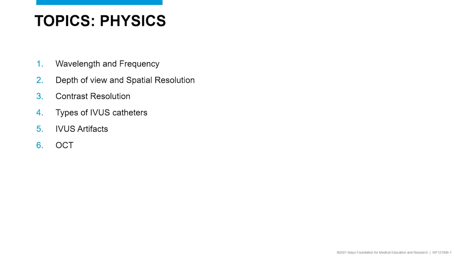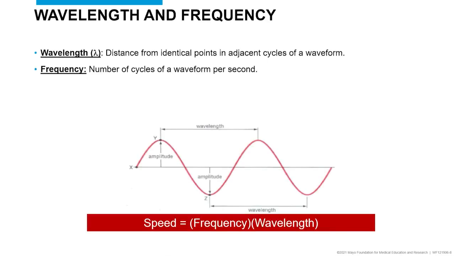So let's get into a little bit of the physics first. Wavelength and frequency. As you all know, wavelength is the distance between identical points in adjacent cycles of a waveform. So from peak to peak or trough to trough, that's the wavelength. And the frequency is the number of cycles of a waveform per second.